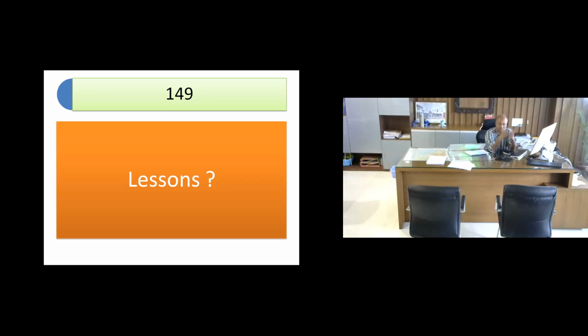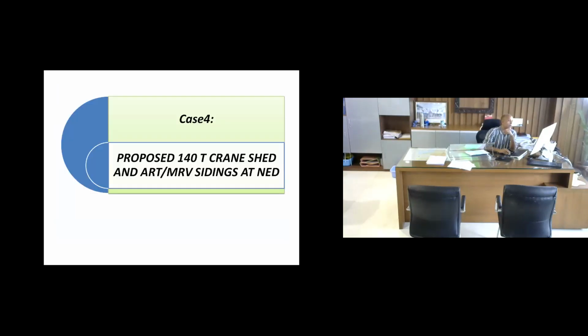Of course, this ROB is now executed, but the lesson is that we should assess the scope of our work very carefully so that we don't have to go to the state government time and again. And you should not start the work, particularly deposit work, if the state government is not agreeing to the conditions which are to be agreed to by the state government for deposit work. Okay.